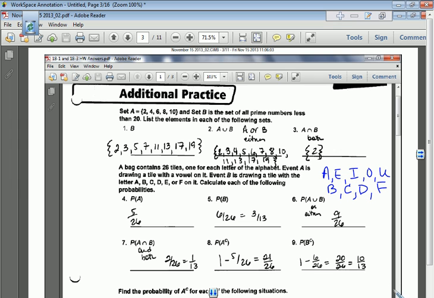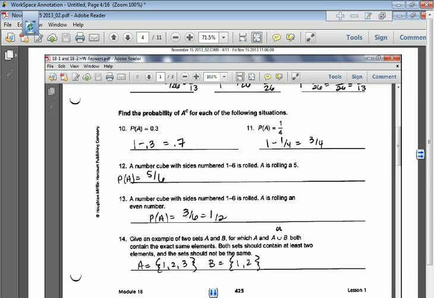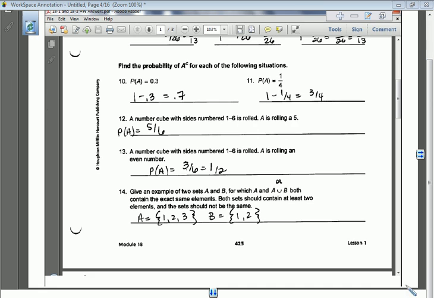Okay, any other questions on 1 through 9? Okay, here are 10 through 14.